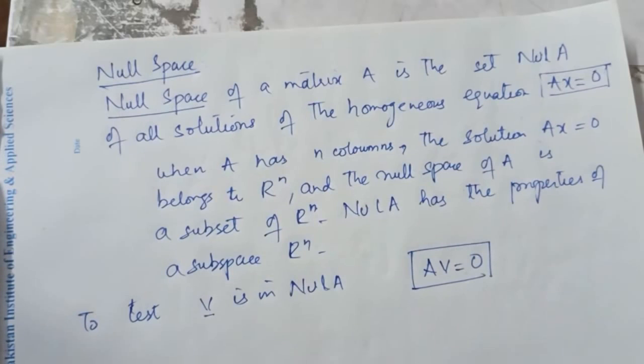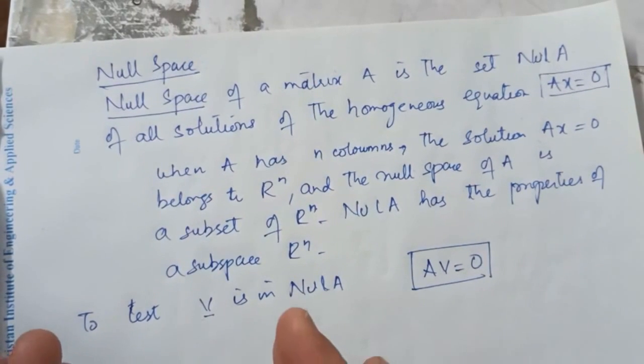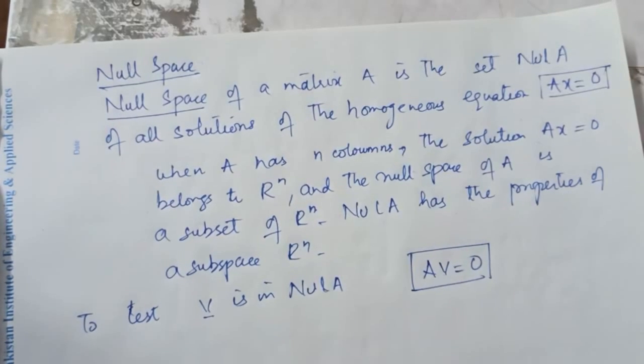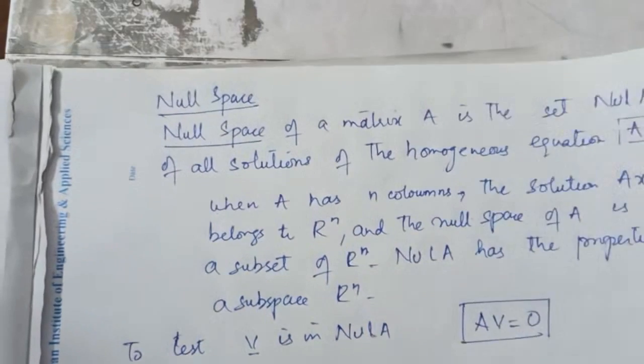Like in the previous case, when we tried to solve the equation to see if this vector B is in the column space of A, we found out that it is, because when we solved it using an augmented matrix, the solution was consistent. It means there exists a linear combination of the column vectors which will yield the vector B.